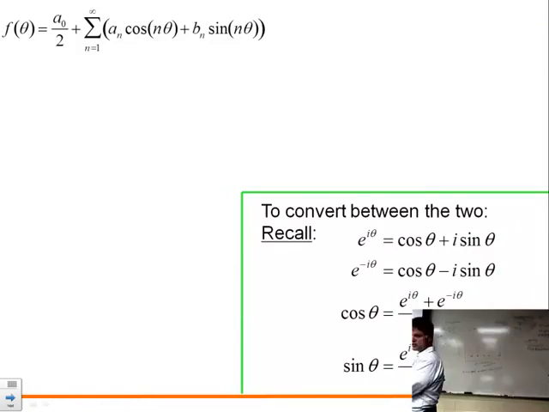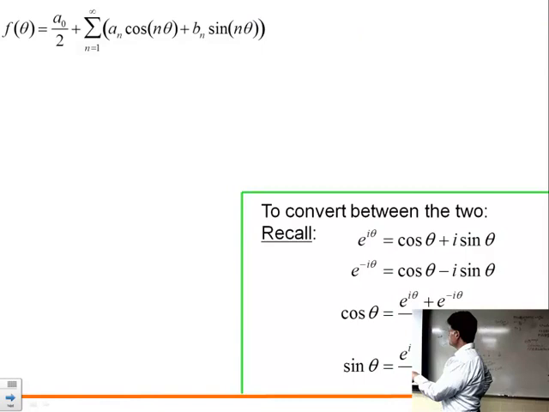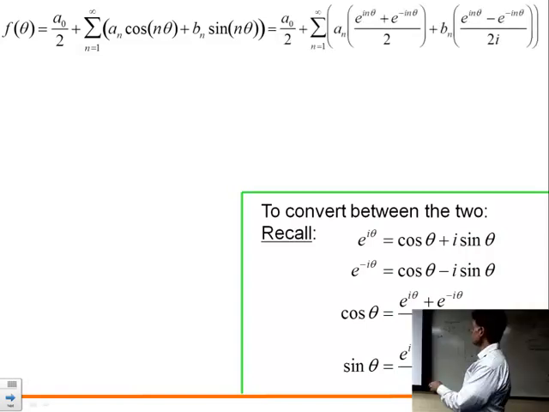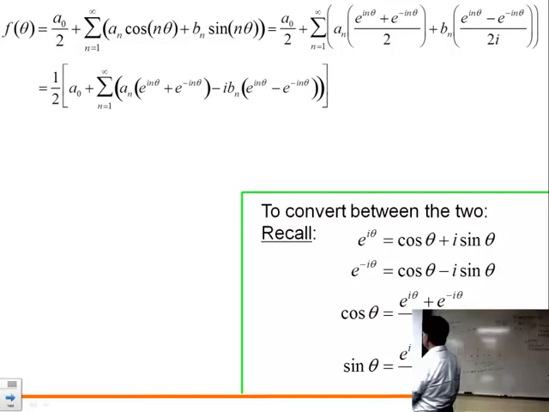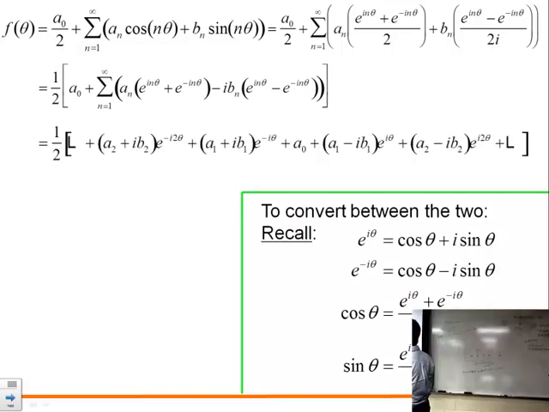Actually, we're going to go from the traditional to the modern at this point. So here's the traditional form. I'm going to use these formulas, substituting in for cosine theta and sine theta the complex exponentials, using these expressions, and then do some rearranging and simplifying. So plug them right in like this, and rearrange things a little bit.